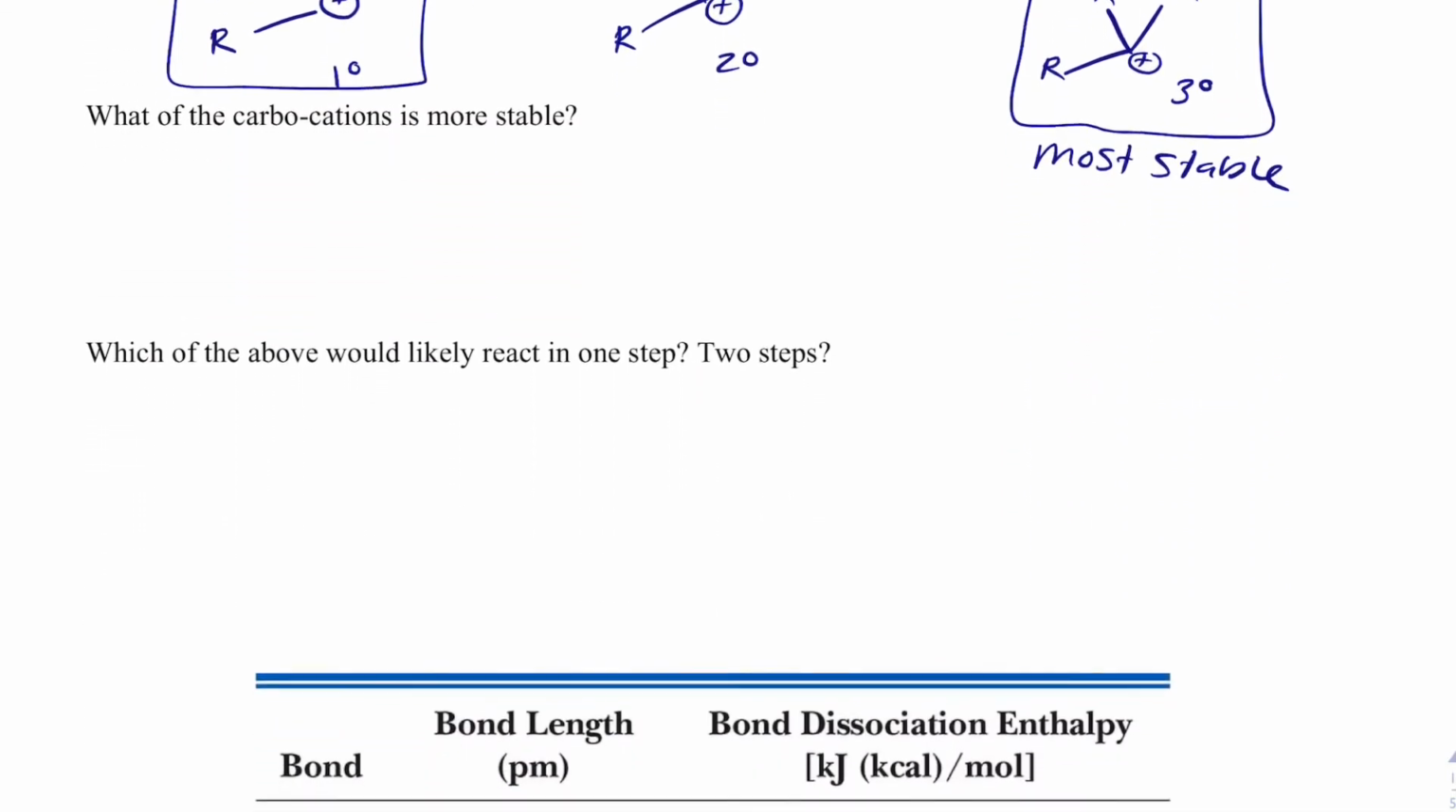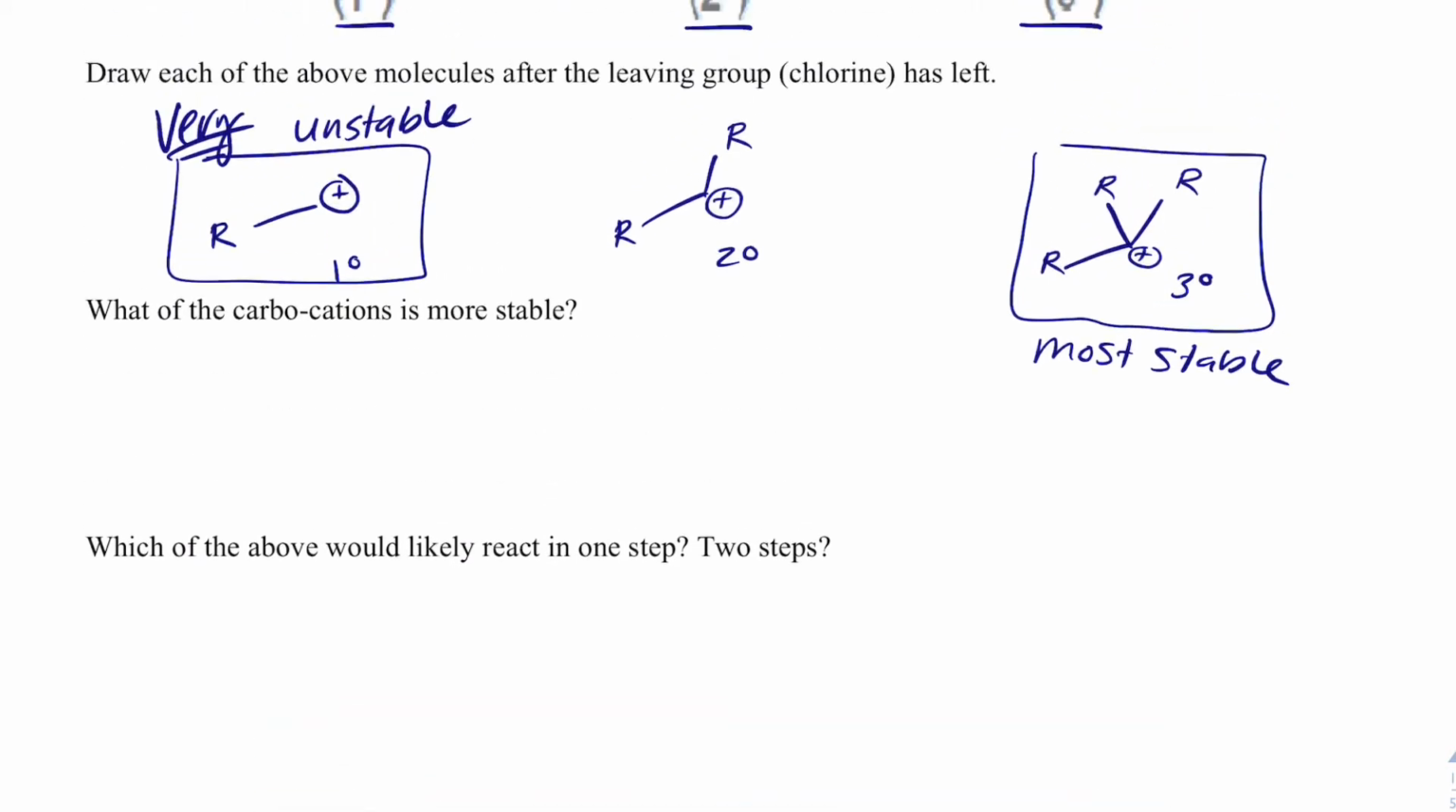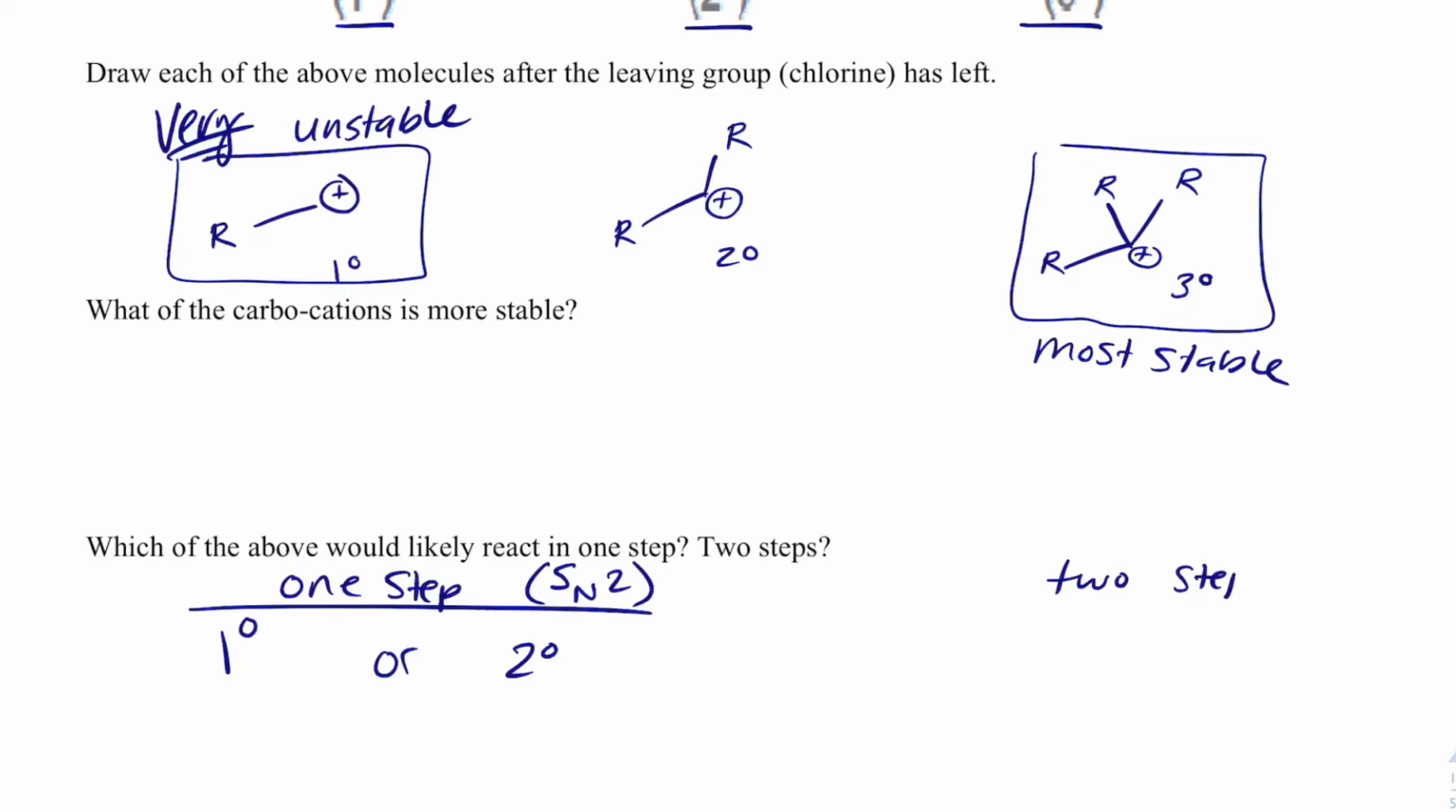So, which of the above would likely react in one step? That's going to be our primary or secondary. One step. It doesn't make much sense right now, but this would be an SN2 reaction. And then we have two steps, and that's going to be called an SN1 reaction. We'll go over why they're called what they are. Secondary or tertiary can occur in two steps.